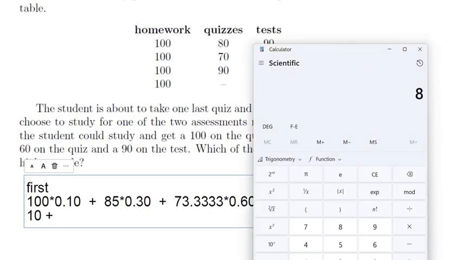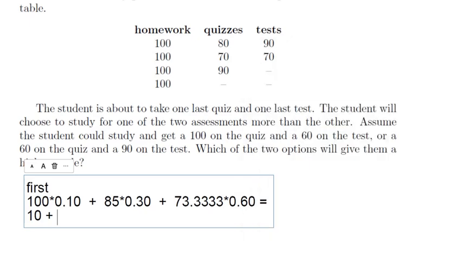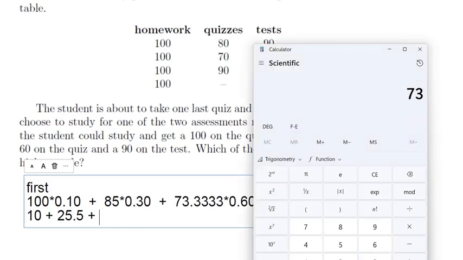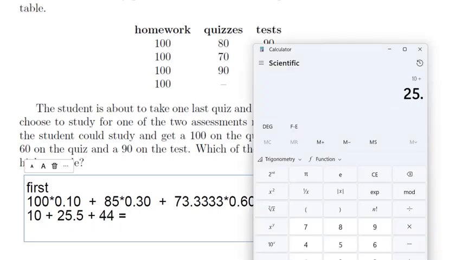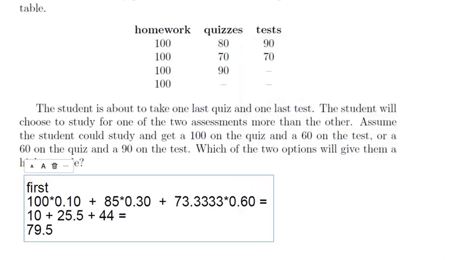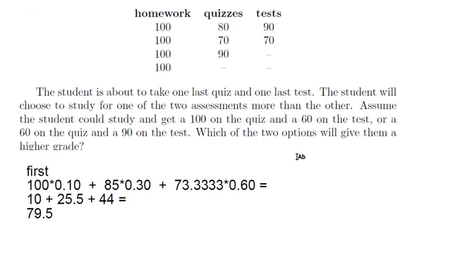I think we already did 85 times 0.3, but I forgot. Yeah, 25.5. That's 44. Add those up, and you've got your class grade. So if they study hard for the quiz, their grade in the class is pretty much unchanged, drops by 0.5 points.